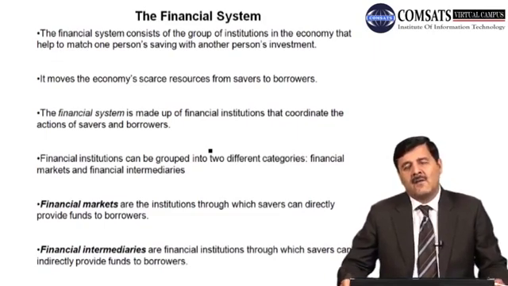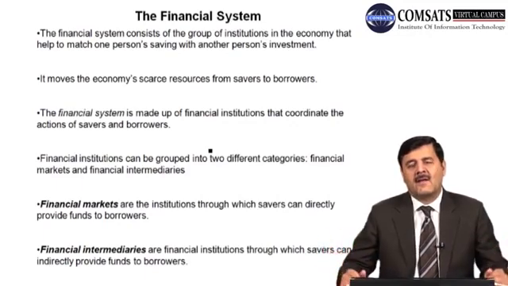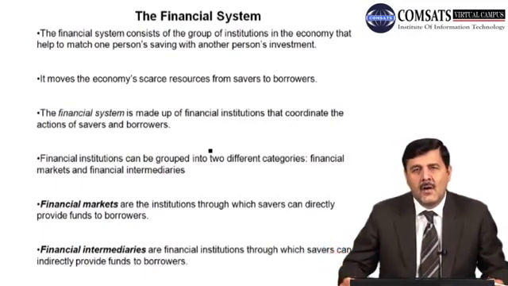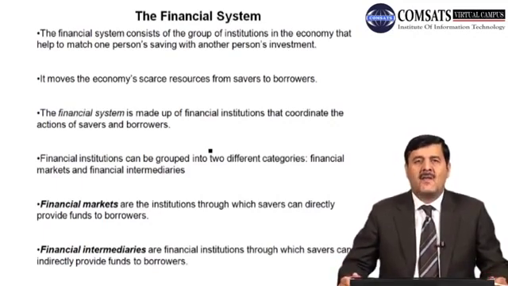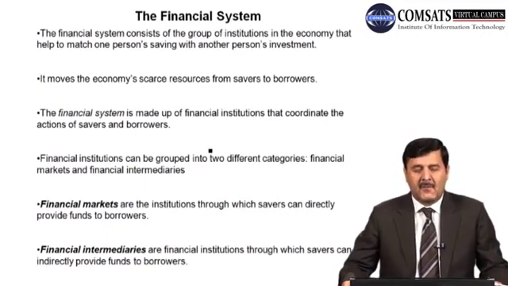तो फाइनेंशियल सिस्टम में हम फाइनेंशियल इंस्टीट्यूशन की बात करते हैं और उनका काम होता है बेसिकली coordinate between the savers and the borrowers, the persons who are saving money in the economy and the persons who are borrowing money in the economy for investment purposes. Now, financial institutions can be grouped into two different categories. So we can divide the financial system into two different categories. One is the financial market, the other is the financial intermediaries.